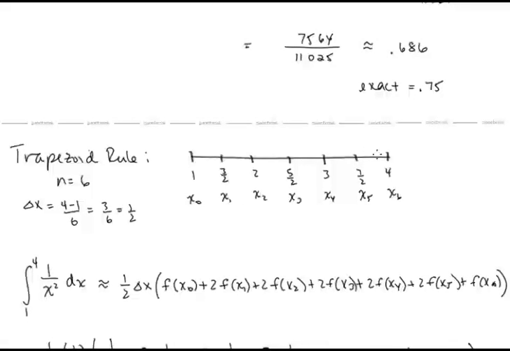So from 1 to 4 we have 6 subintervals now. So delta x is (4 minus 1) over 6, or 1/2. And these give us the xi values. And the trapezoid rule says we're going to have 1/2 delta x multiplied by f of x0 plus 2 times f of x1 plus 2 times f of x2 plus 2 times f of x3 plus 2 times f of x4 plus 2 times f of x5 plus f of x6.